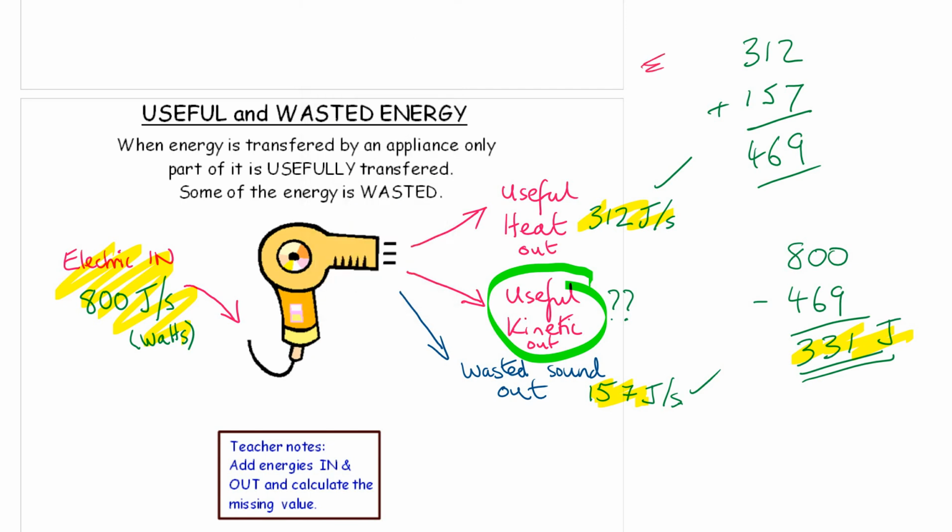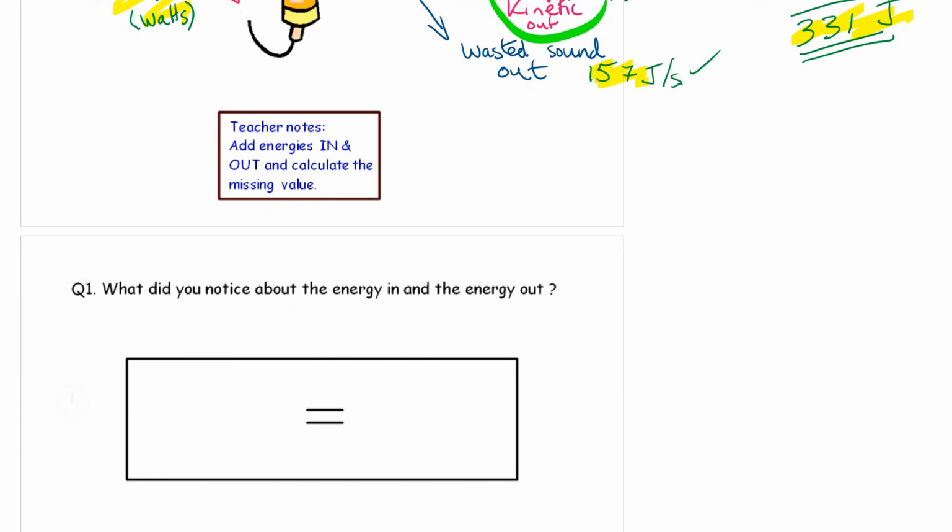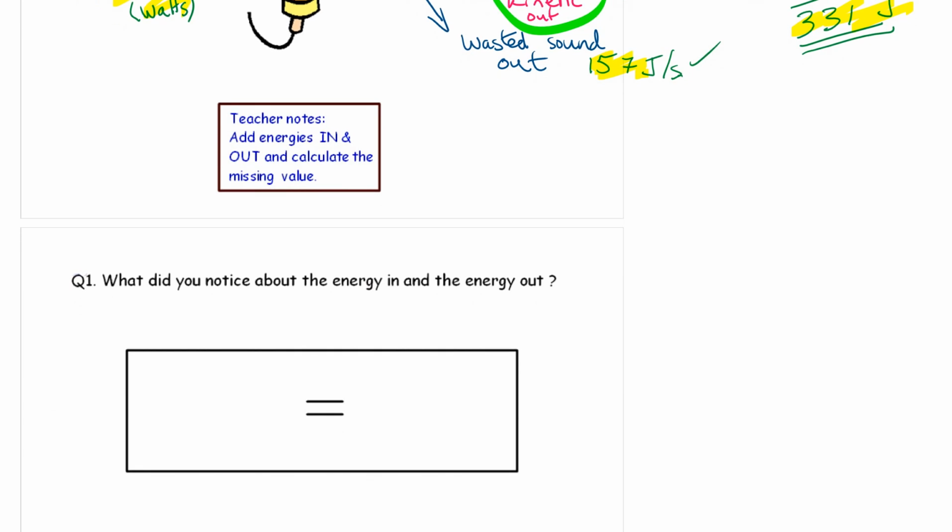Energy can't be created, it can't be destroyed, but it can change from one form of energy into others. So, what did you notice about the energy in and the energy out? It's a very simple equation. The energy in equals the energy out.